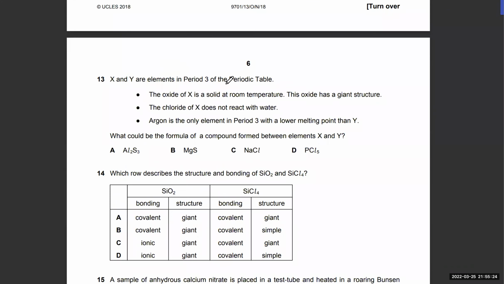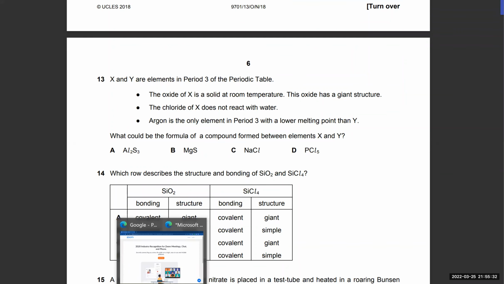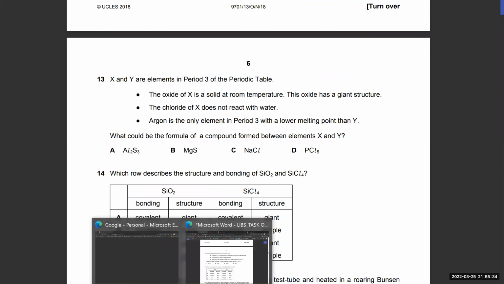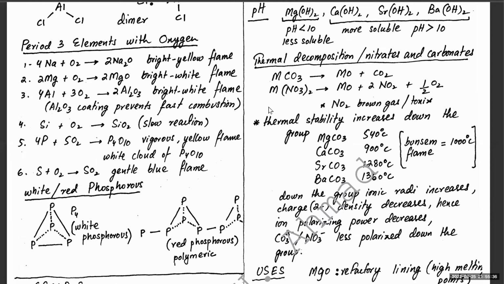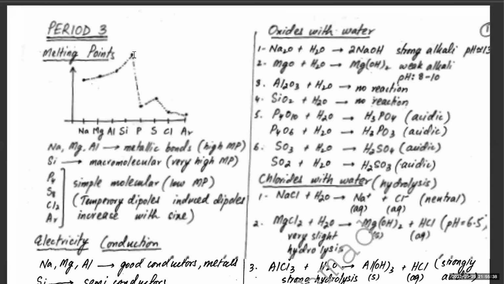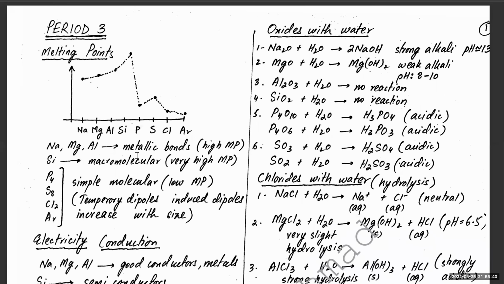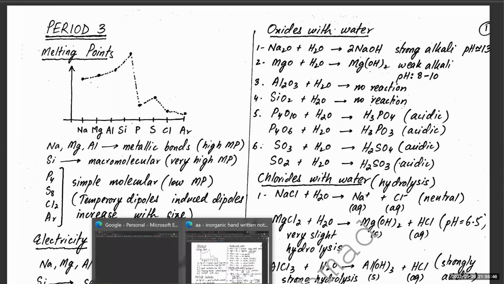Or you've got X and Y elements in period 3 of the periodic table. Oxide of X is a solid at room temperature. The oxide has a giant structure. There's only one oxide in period 3 that has a giant structure. And that is this one, silicon. Silicon is macromolecular. उसका जो oxide है, that is also macromolecular. अच्छा जी, एक और भी हो सकते हैं वैसे.